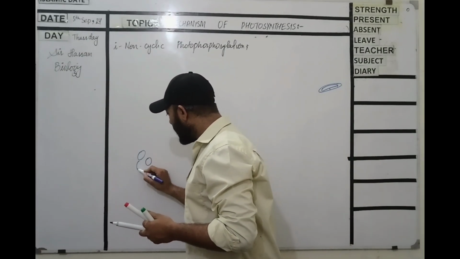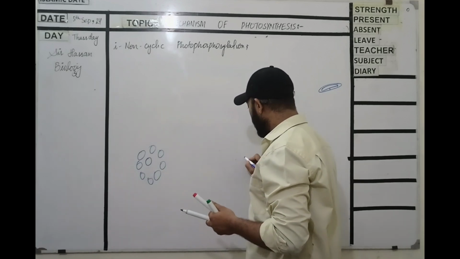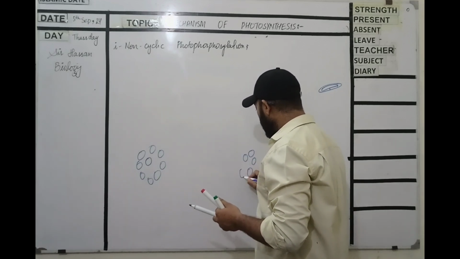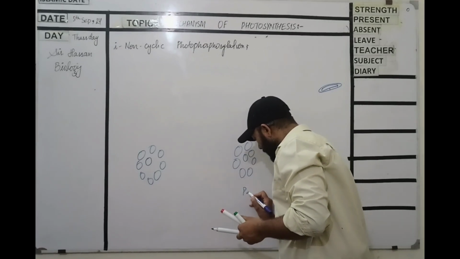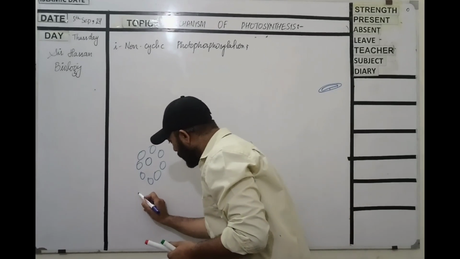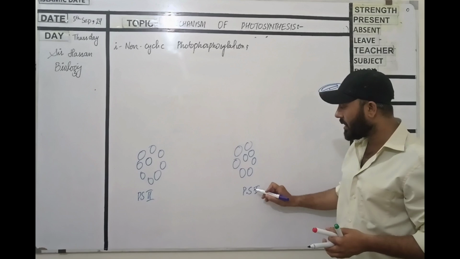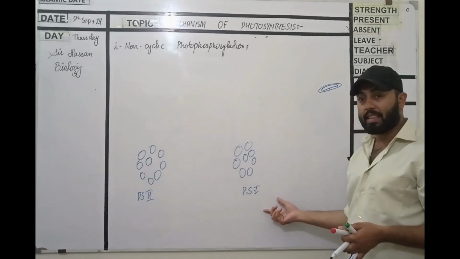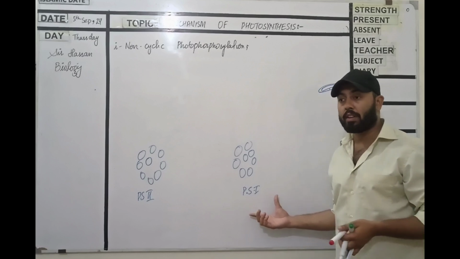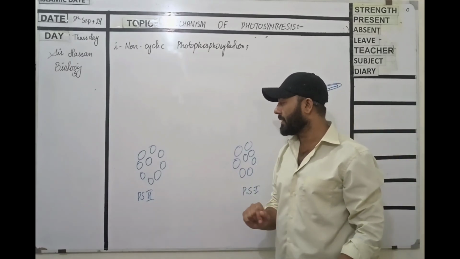As I told you in the previous lecture that there are two photosystems involved in the process of photosynthesis. The first one is photosystem 1, the second one is photosystem 2. And I already told you that they were named according to their discovery. Photosystem 1 is also called P700 because it absorbs the 700 nanometer light, and this is called P680 because it absorbs 680 nanometer light. Okay.